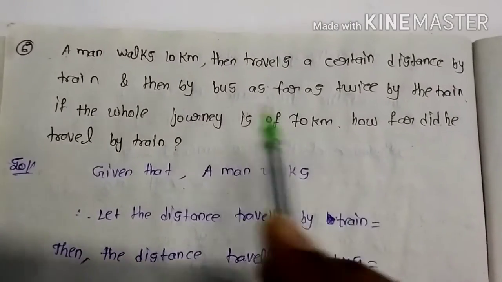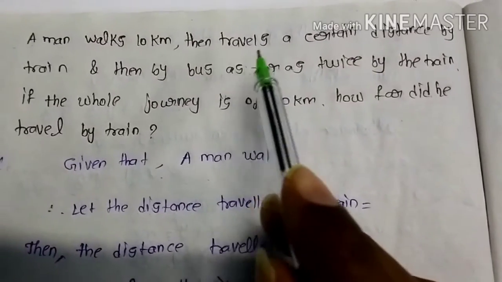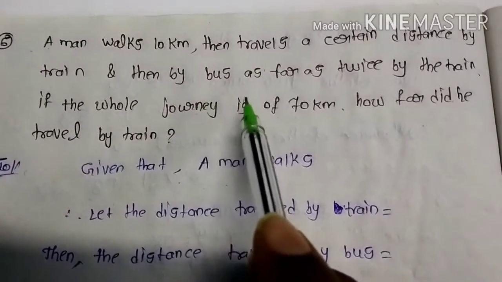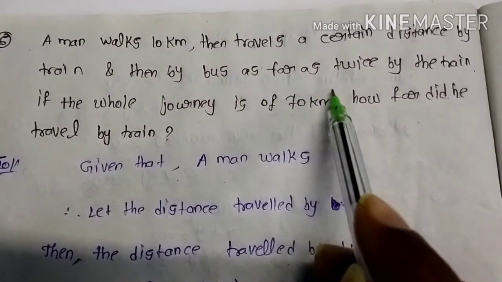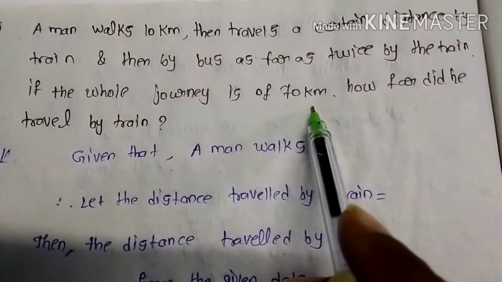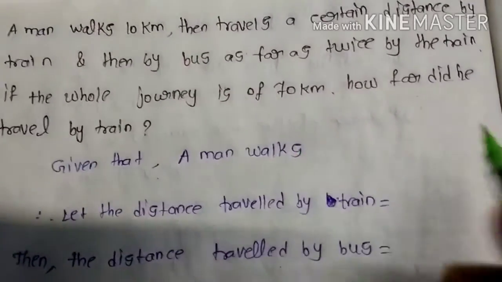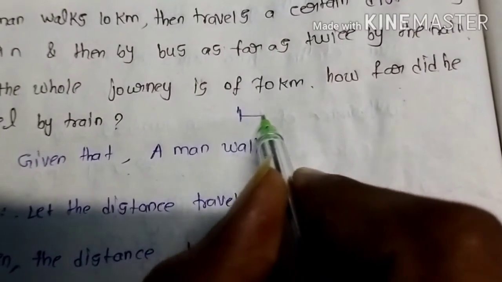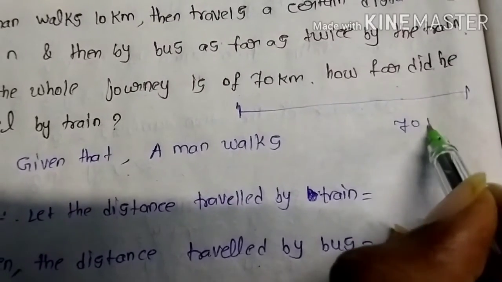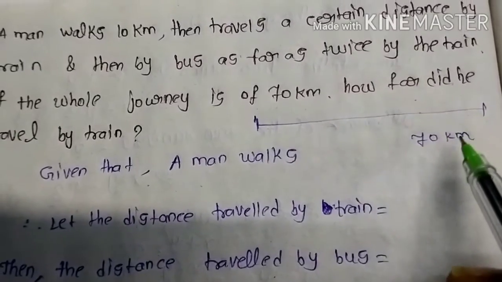Now you can see another question, the 6th one. A man walks 10 kilometers, then travels a certain distance by train and then by bus, as far as twice by the train. If the whole journey is 70 kilometers, how far did he travel by train? See, they already mentioned the total journey is how many kilometers? 70 kilometers, yes or no? The total journey is equal to 70 kilometers.